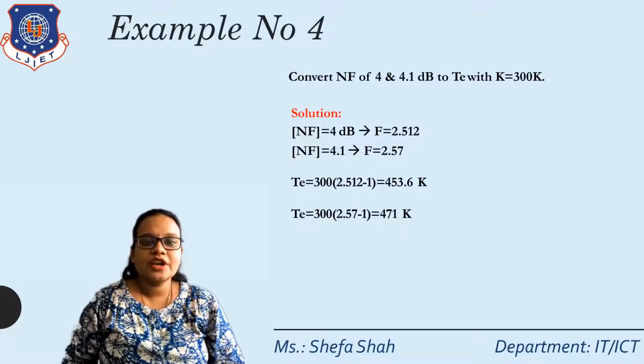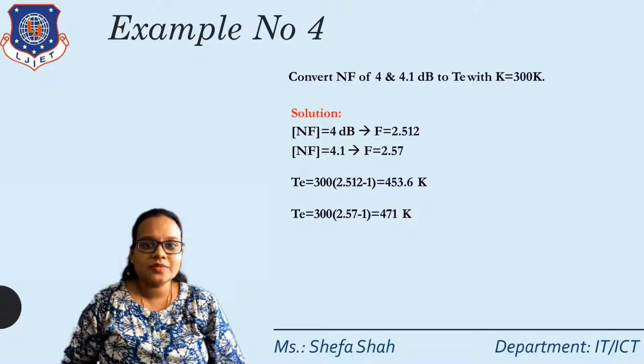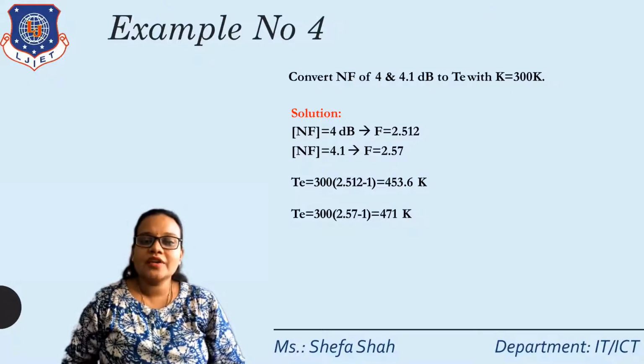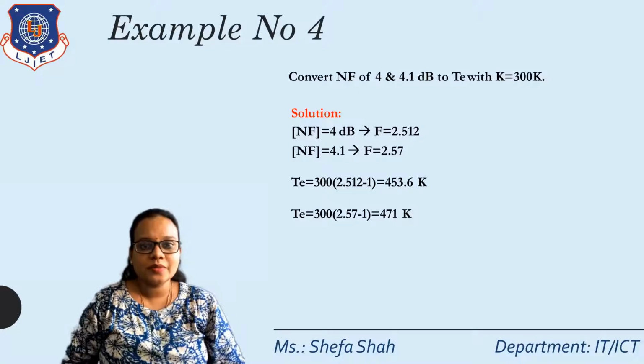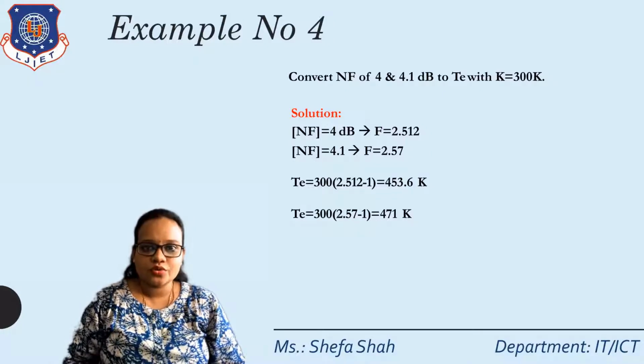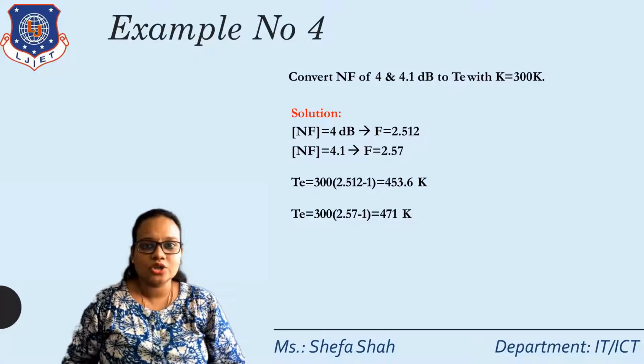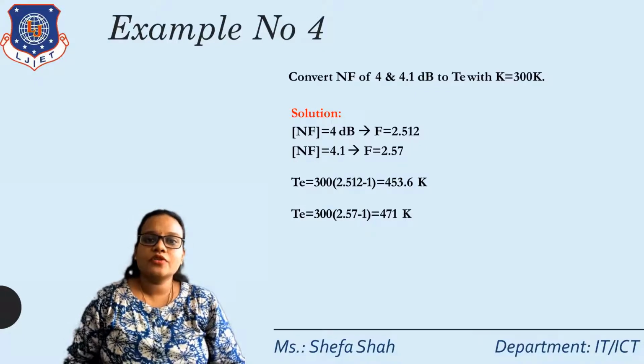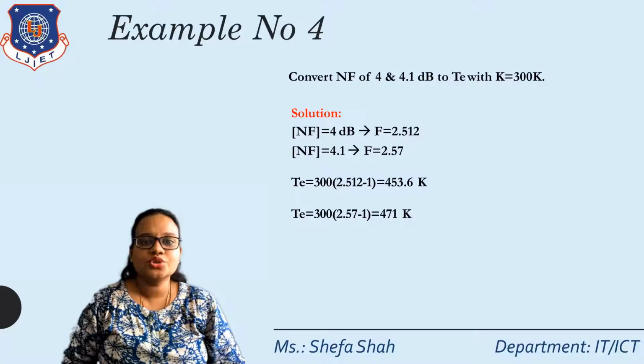The equation is TE is equal to K into F minus 1, where F is without decibels. So first of all we will convert the value from decibels to the simple value. Whenever we need to convert a value from decibel to simple value, we take the number given, divide by 10, and then raise 10 to that power. So 4 dB, 4 divided by 10, is 0.4, and 10 raised to 0.4, so F will be equal to 2.512. Similarly, for 4.1 dB, F will be equal to 2.57.